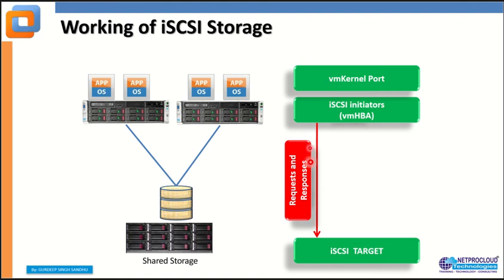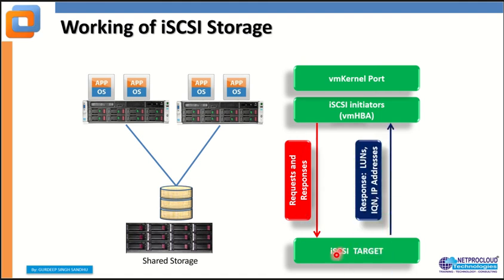It's like requests and responses, and in the response the iSCSI target sends the LUNs, IQN, and IP addresses. As a response, the iSCSI target provides the IQN name, and from the IP address we can obtain the IQN, and from the IQN we can obtain the LUNs. Using those LUNs we create the data stores. So this is how the communication happens between the ESXi boxes and the iSCSI storage.